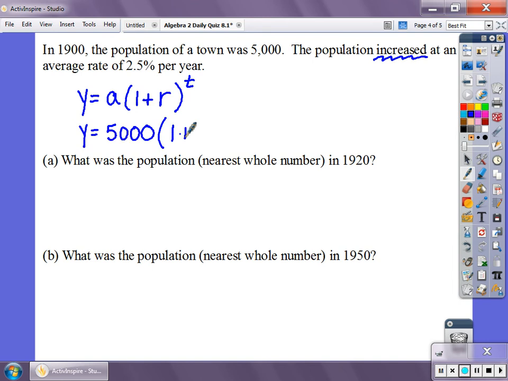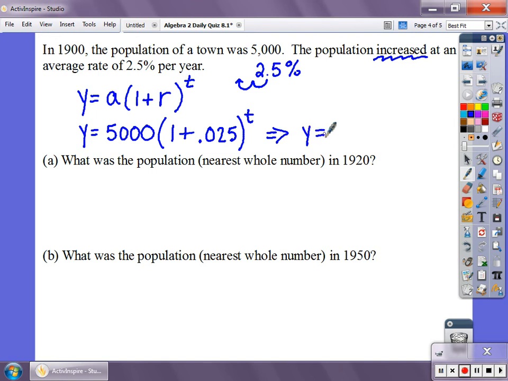times 1 plus, and now I need to figure out, okay, well, who's r? Well, r is right there, your percent increase. So that's 2.5%. But again, we can't plug 2.5 right there. So we need to change this to the decimal version. Move the decimal over twice, and that becomes 0.025. That is 2.5% as a decimal. Now I'm just going to simplify this, and I'll have my equation.